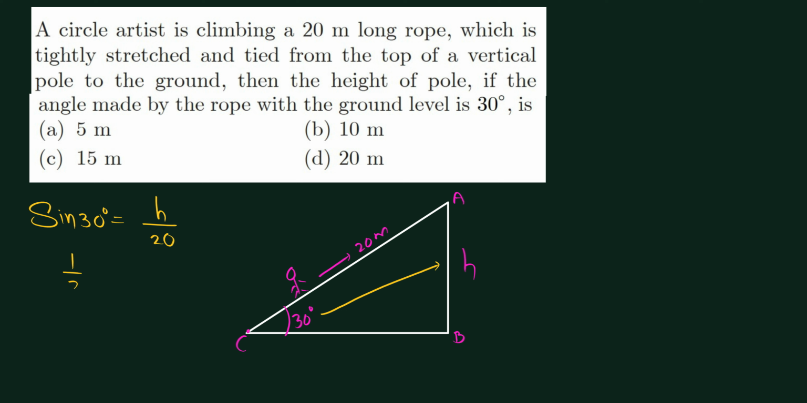Sine 30 value is how much? 1 by 2. So 1 by 2 equal to H by 20. Then H equal to 20 by 2, which is equal to 10 meters. So H equal to 10 meters.